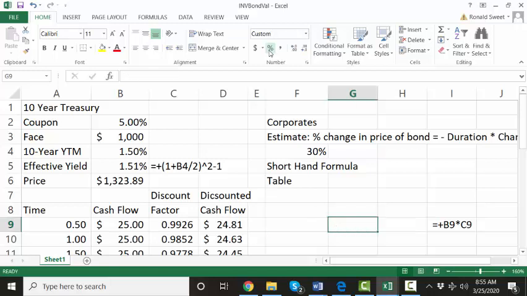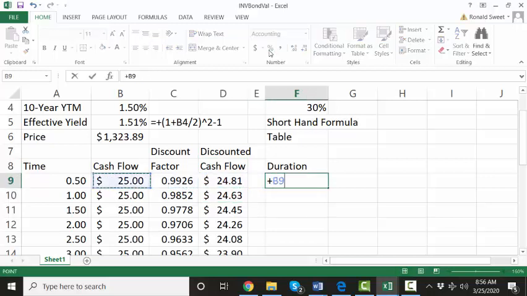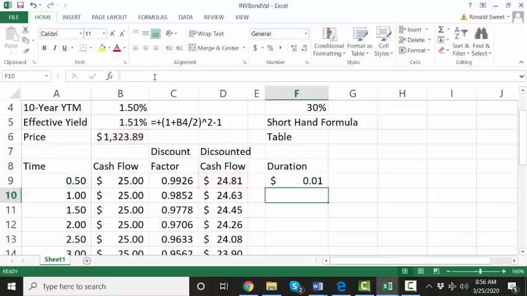How do you actually calculate duration itself? Duration, if you remember, is the weighted average time to maturity using discounted cash flows as our weight. So this first cash flow is $24.81 divided by 1323.89. It's that percentage. So to get the duration, we just take the time, which is half a year, times the discounted cash flow divided by the price. Now you don't have to do this on the exam, but if you want to, you can. We're going to see how we're going to do the exam, and I might actually give some students, those that want to, an opportunity to get some extra credit.